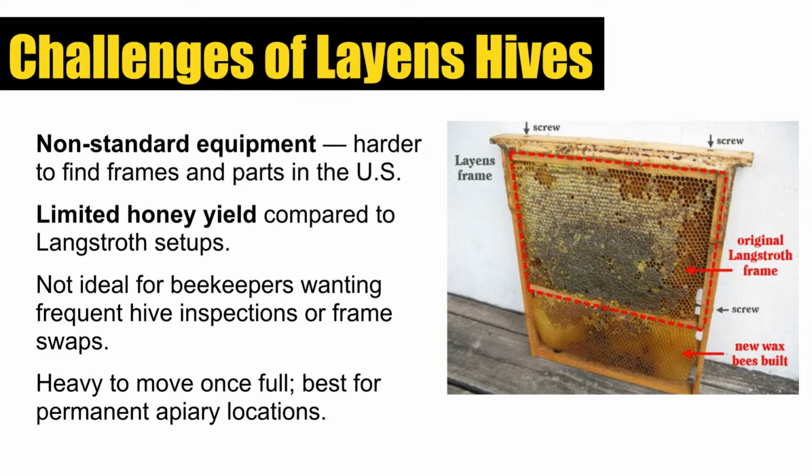Let's move over here to the Layens frame, as you can see. You can just look at it. The original Langstroth frame is cut right there, and then you can see the extra new wax the bees built. That's what a Layens frame looks like. You can see where the original Langstroth frame would end. So it's pretty much double what a regular frame is. You could see it as a double deep.